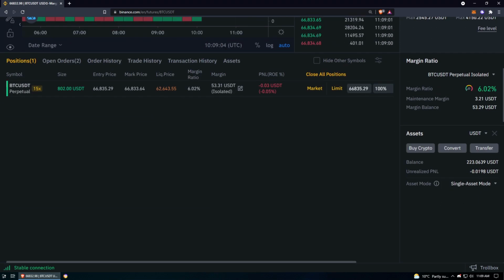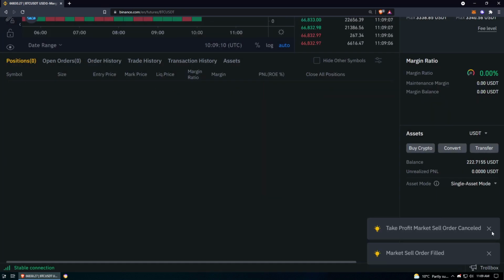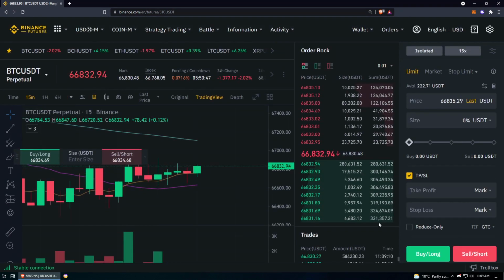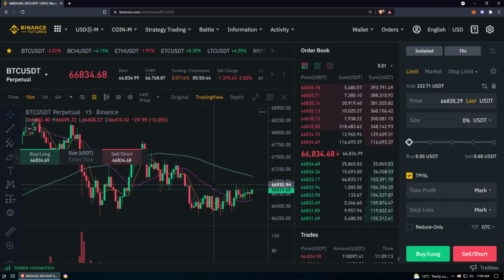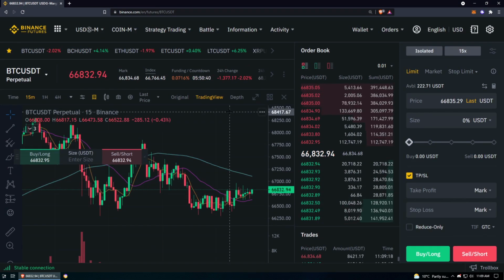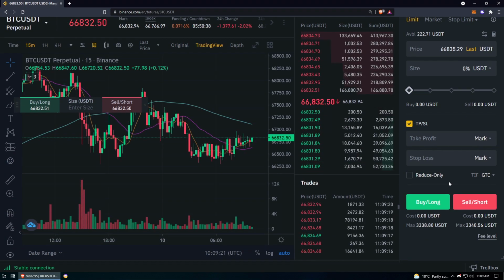So right now, very small loss. It doesn't really matter. I will just take the market price and get out of this trade so we can continue learning more stuff about futures trading. So next thing I want to talk about, ladies and gentlemen, are the indicators.